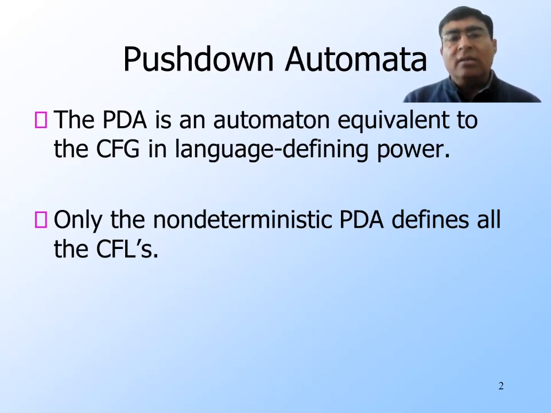We can define PDA with the help of the 7 tuples. What these tuples are, I will explain later. But you should know that the PDA will accept the CFL, context free language, that is created with the help of the context free grammar. The abbreviation of the context free grammar is CFG.